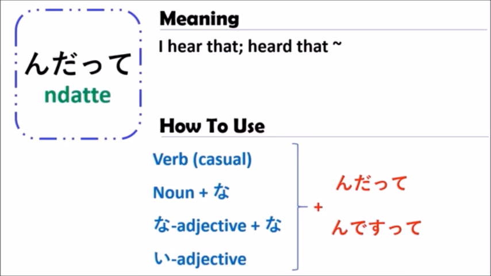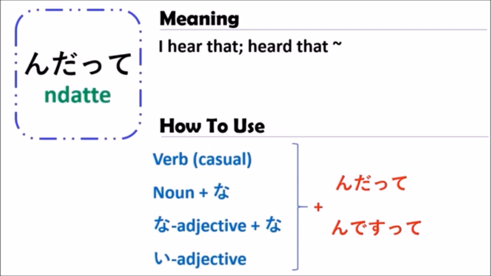And after that, you follow with ndatte, or you can say ndesute, or datte. They have the same meaning, so don't be confused when you see datte or desute. Desute may be more formal or polite than datte. But anyway, datte is used in speaking more than in writing. So please remember that.